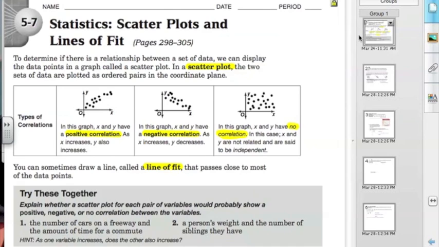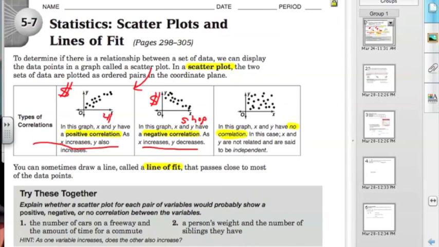You have three basic scenarios. You have the positive correlation. It looks like this. As x increases, y does as well. In other words, the longer you work, so here's the hours that you're working, the more money you make. Here's a negative correlation. As x increases, y decreases. The longer you shop, the less money you have.